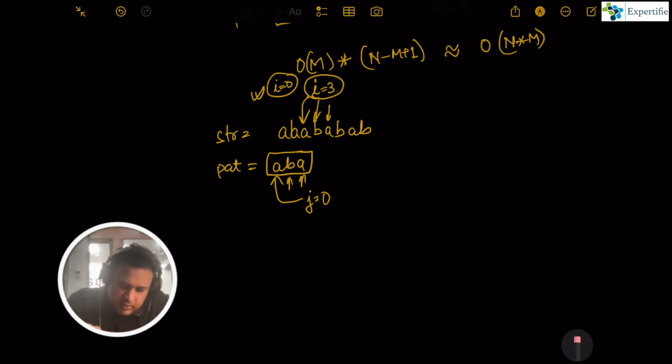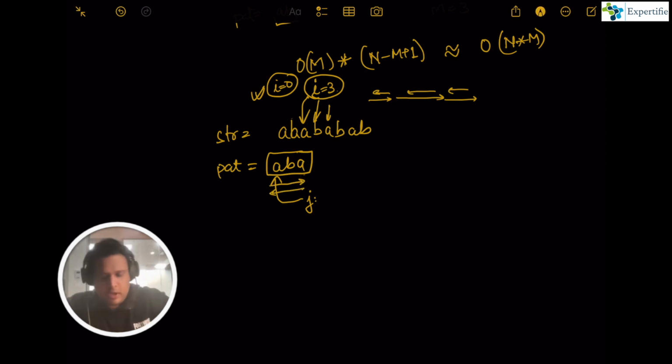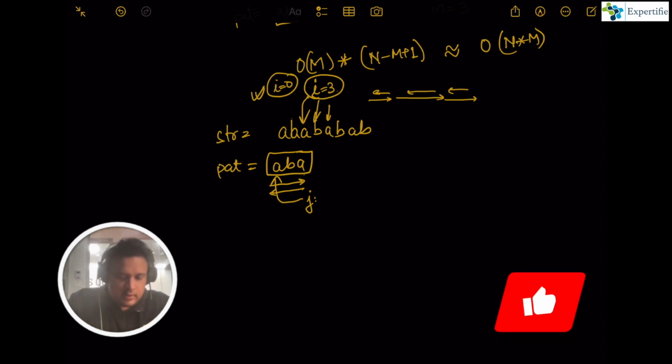And j goes, you had seen that j had gone all the way to 0, 1 and 2. But now again it will come back to 0, right? So both i and j are going back. Like i is coming front, then again it is going back, then again it is going front, then again it is coming back. Similarly, j is going all the way to front and then all the way to back. Because of this movement, the order of n times m time complexity is coming.